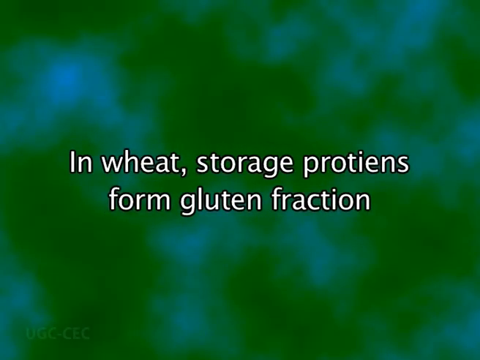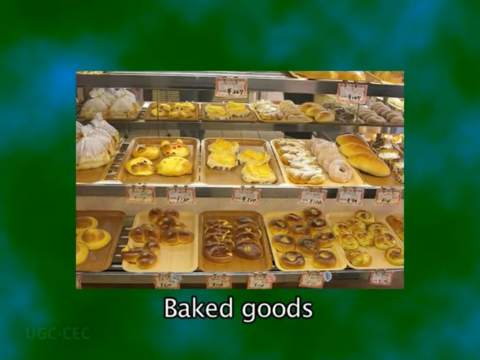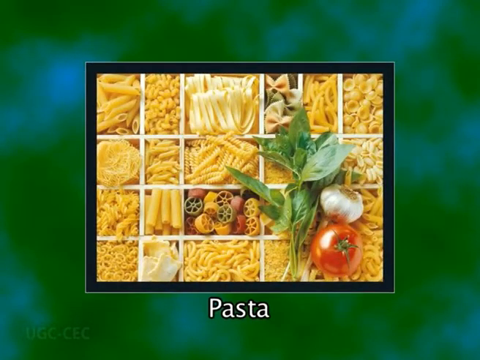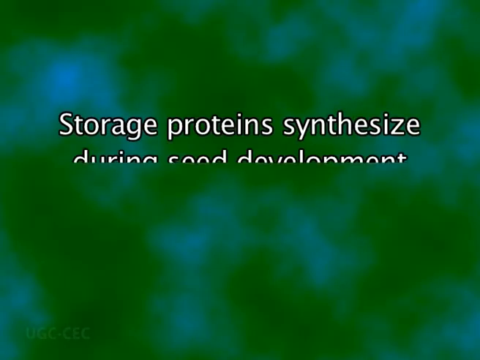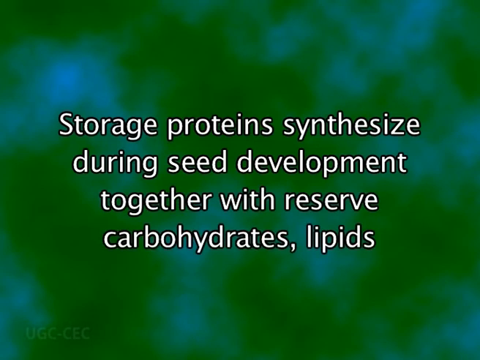In the case of wheat, the storage proteins form the gluten fraction, whose properties are largely responsible for the ability to use wheat flour to make bread, other baked goods and pasta. These properties are not shared by the storage proteins of other cereals. Storage proteins are synthesized during seed development together with the reserve carbohydrates and lipids.